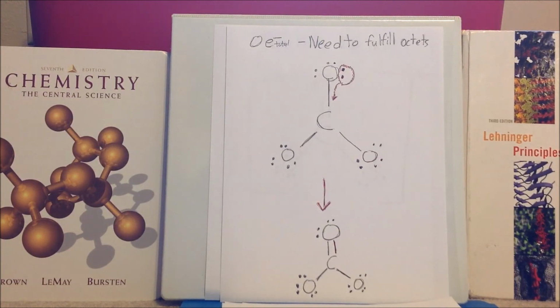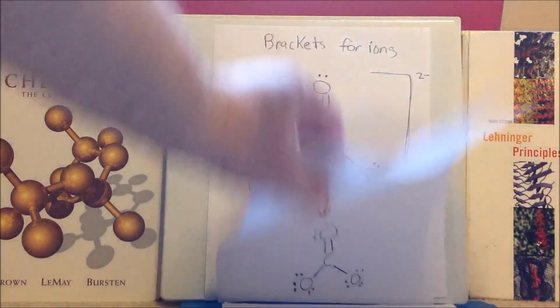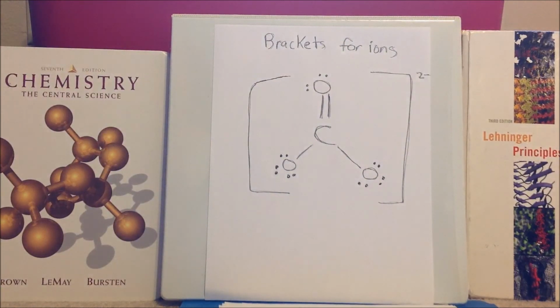Does this mean my structure is done? No. Remember the final step, required of all Lewis structures. Anything charged must be put in brackets. Brackets for ions. So I draw the brackets around my structure and I put my charge. My structure for the carbonate anion is now complete.